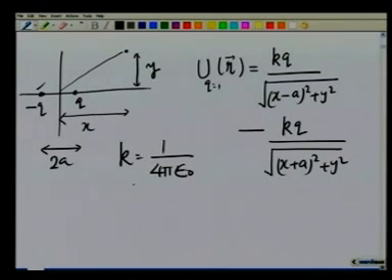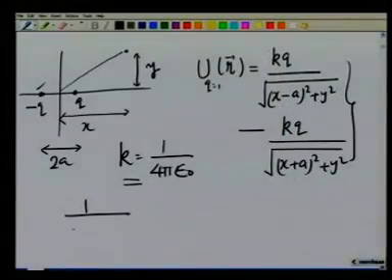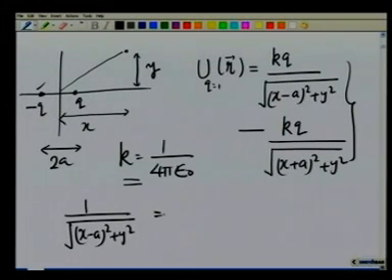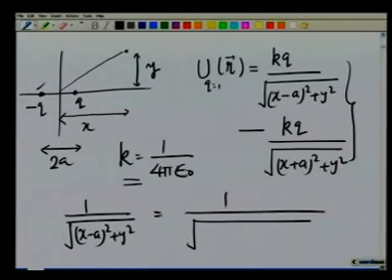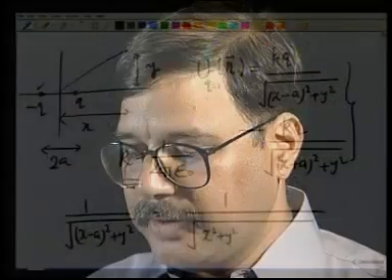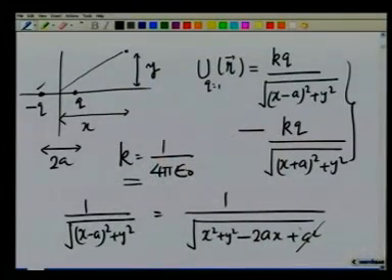I am not so much concerned about these quantities, more about taking the gradient of this. Since a is very small, so far away from the dipole, I can write 1 over square root of (x minus a) square plus y square as 1 over square root of x square plus y square minus 2 a x plus a square, and I am going to neglect the a square term because finally I am going to take the limit a going to 0 and keep only the term linear in a.